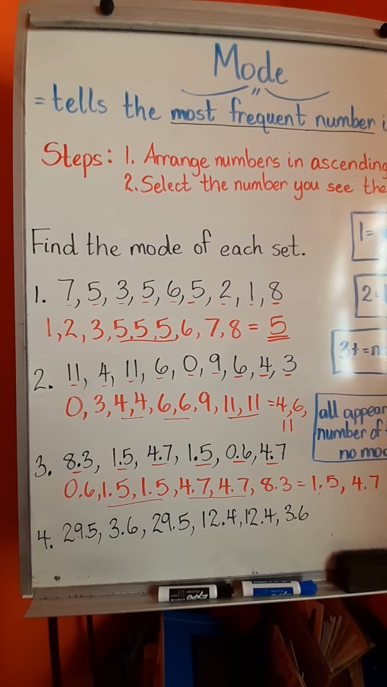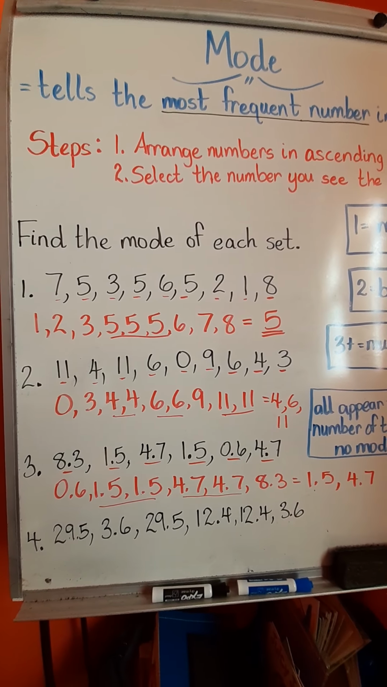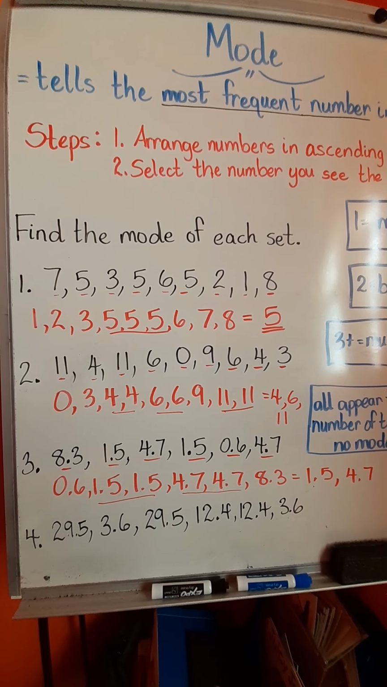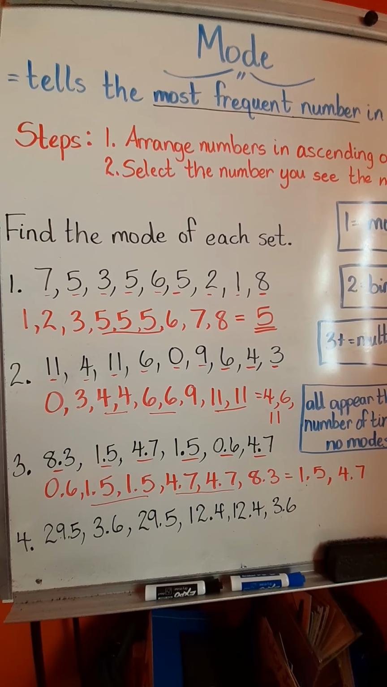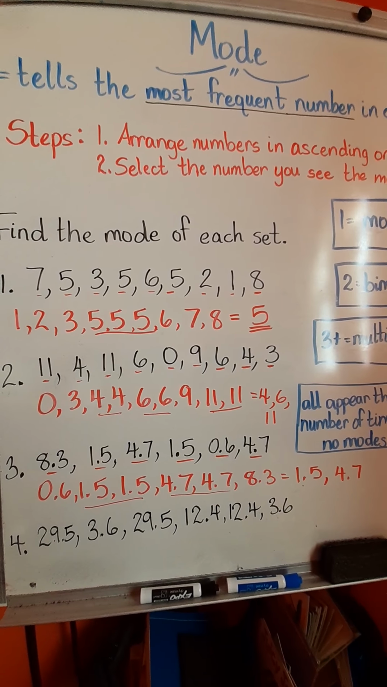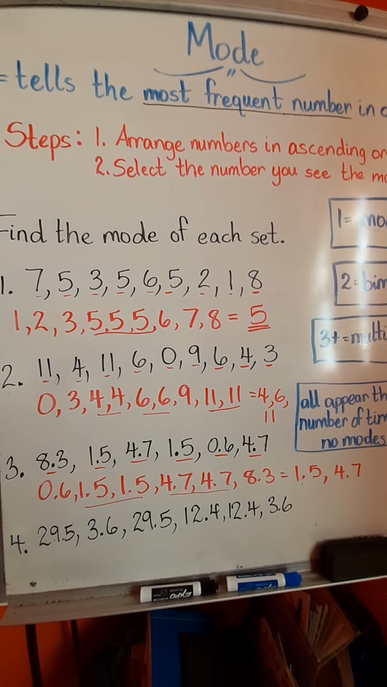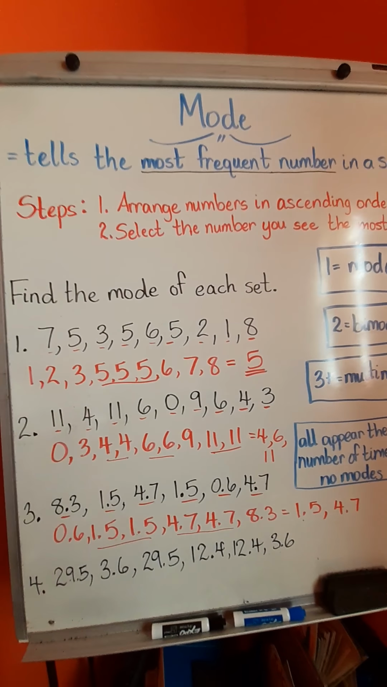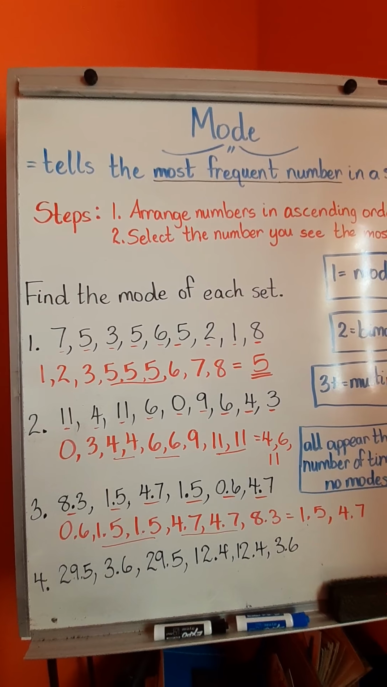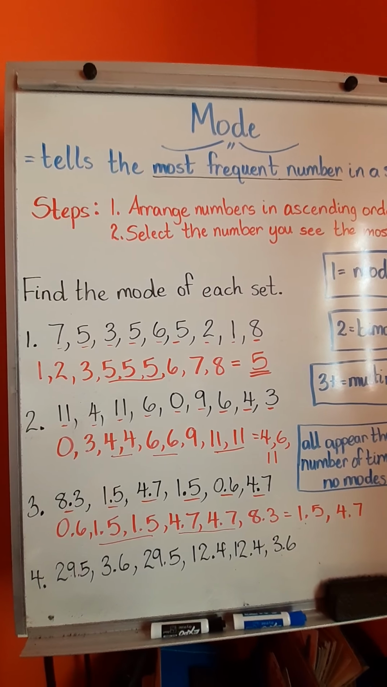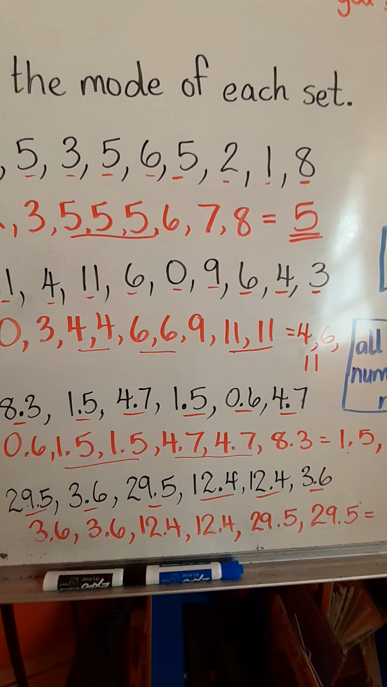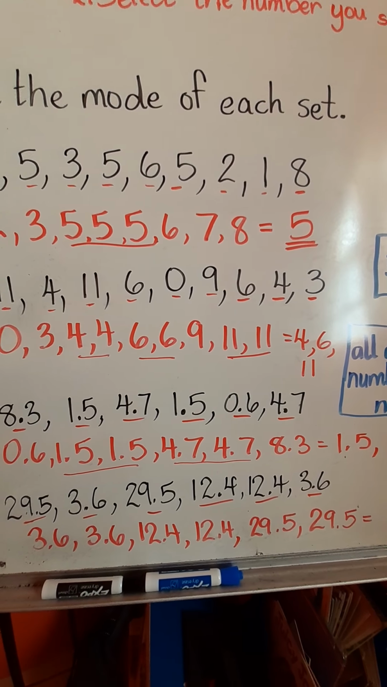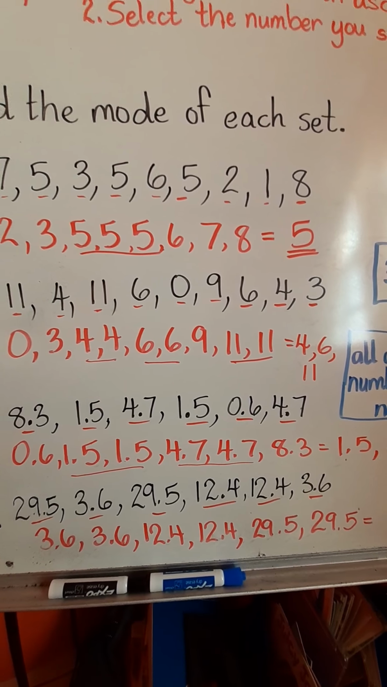Let's look at number 4. For number 4, the scores are 29.5, 3.6, 29.5, 12.4, 12.4, 3.6. Step 1, arrange those numbers in ascending order. I'll give you 5 seconds. Go. I'm back. Did you get it in this order? If you did, excellent job.